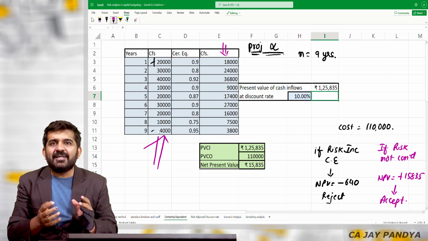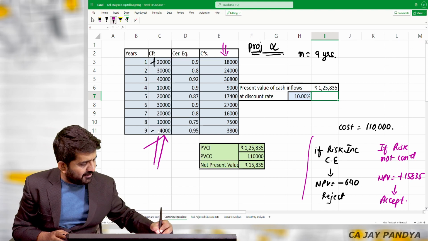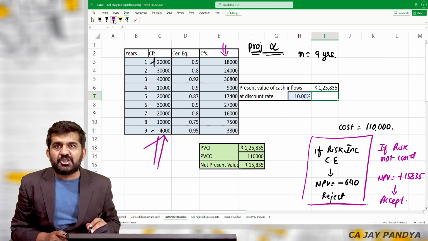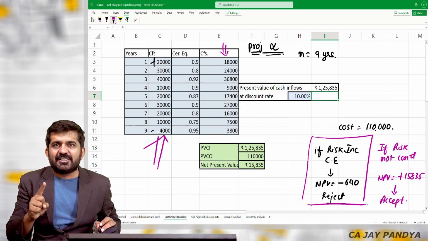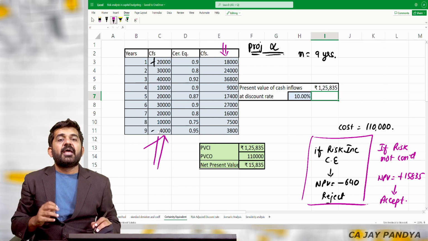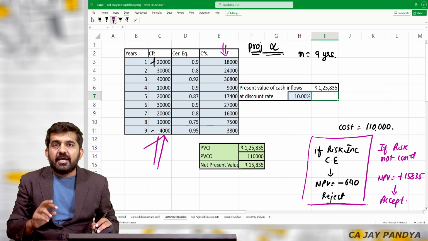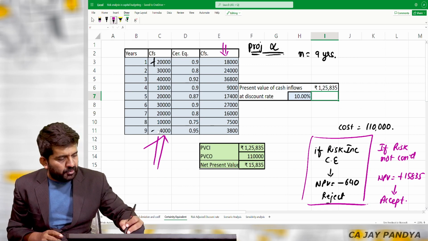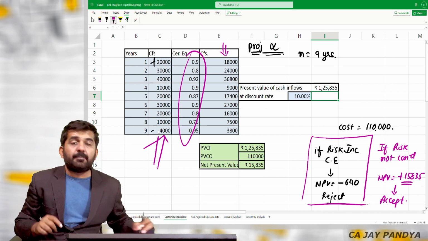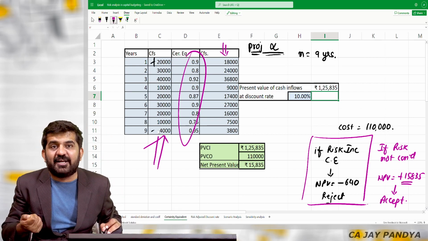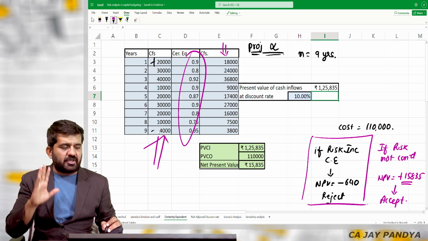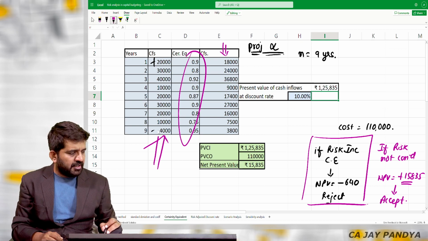Are you getting it? I have incorporated risk in the capital budgeting decision. So my answer is coming after considering risk, which is negative NPV and not accepting the project. Had I not taken into consideration this portion, then my NPV would have been positive 15,835 and I would have accepted the project because I am not considering risk in my capital budgeting decision.